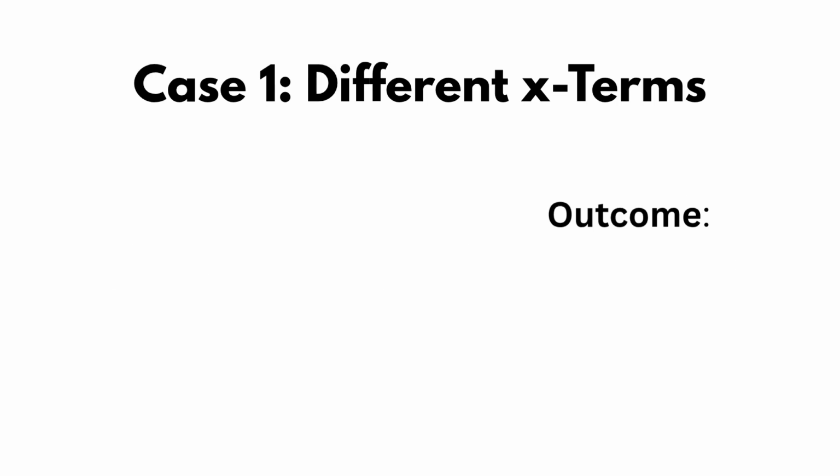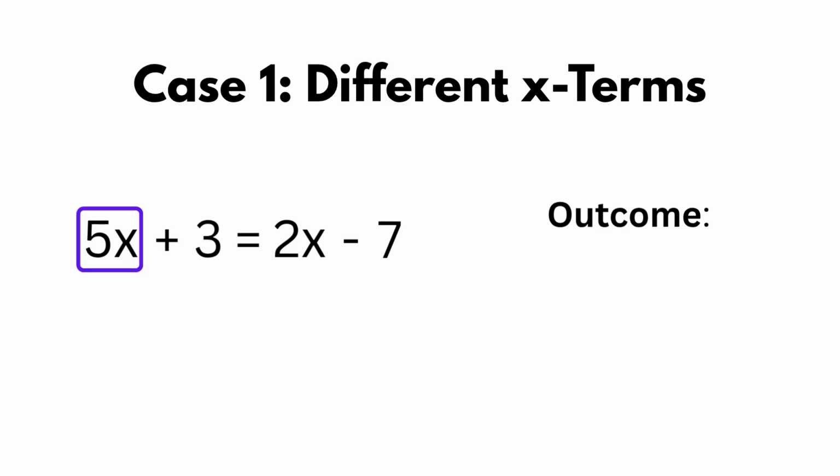Case 1, different x terms. Look at the equation 5x plus 3 equals 2x minus 7. The variable term on the left is 5x, and on the right it is 2x. Because 5 and 2 are different numbers, the variable terms are different. When the numbers in front of x are different, the equation will always have one solution, and you do not need to compare the constant terms.